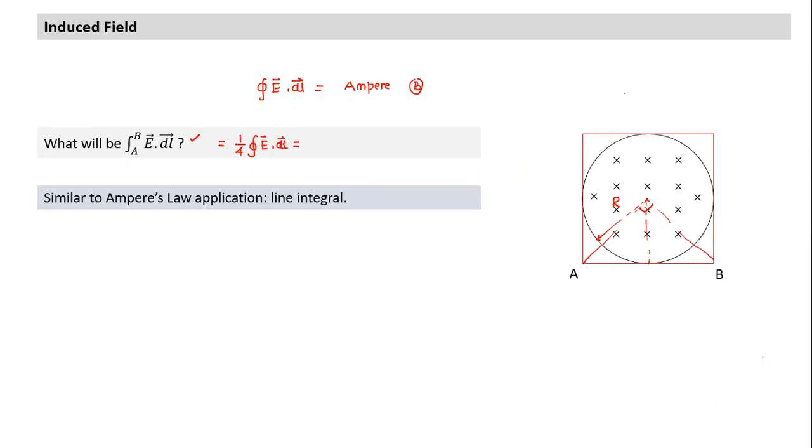And what will E dot dl for the entire loop be? E dot dl for the entire loop will be equal to d by dt of BA. And how much would that come to? It would be 1/4 of it. The area will be pi r squared. Even if I take the square loop, the magnetic field exists only in this circular area, so the flux is only in the circular space; on this side there's no flux. So the area is not the area of the square, it is the area of the circular part, times dB by dt. So that will be E dot dl.